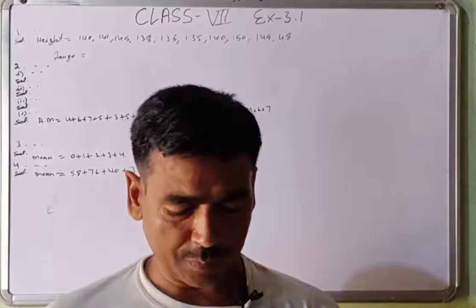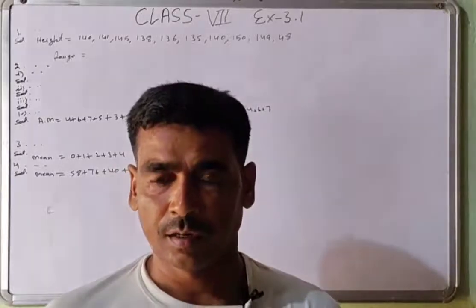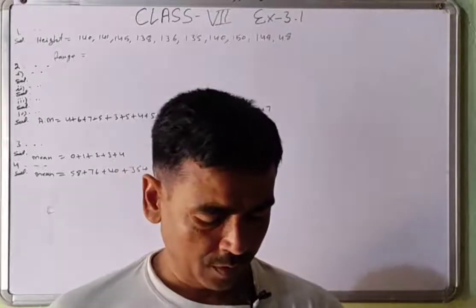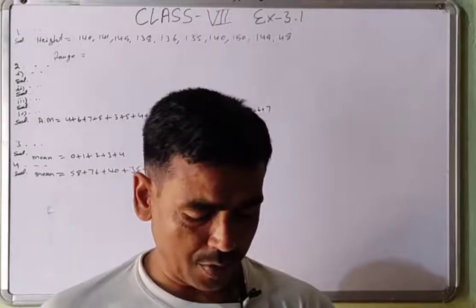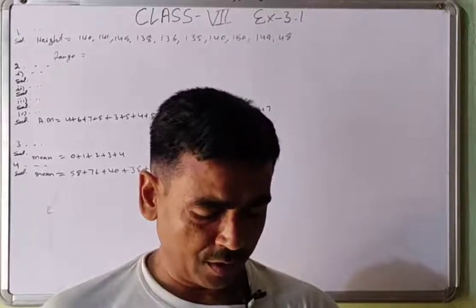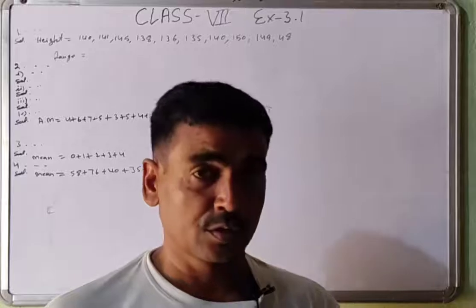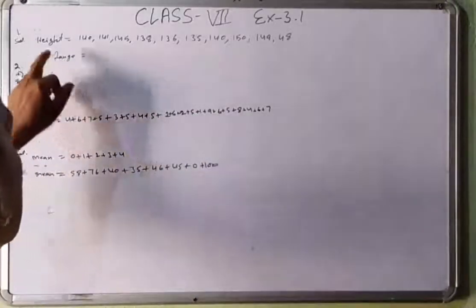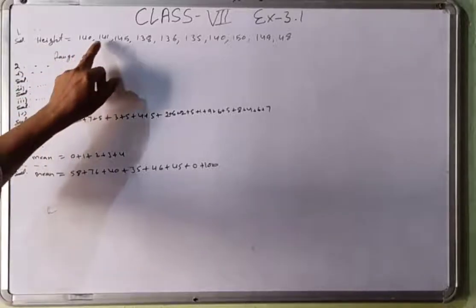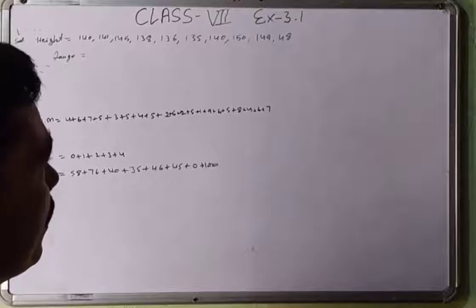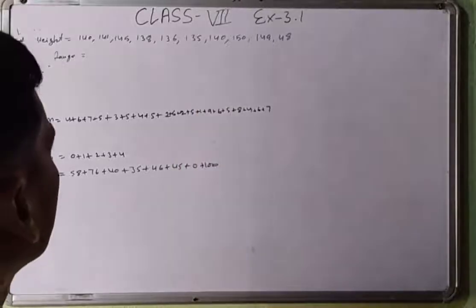Today we are looking at chapter number 3, data handling. Exercise 3.1. Find the range of heights of any 10 students of your class. So first of all, it means that this is an imaginary thing. The height of a student in class will be approximately what I have written here, or you can write other numbers here.